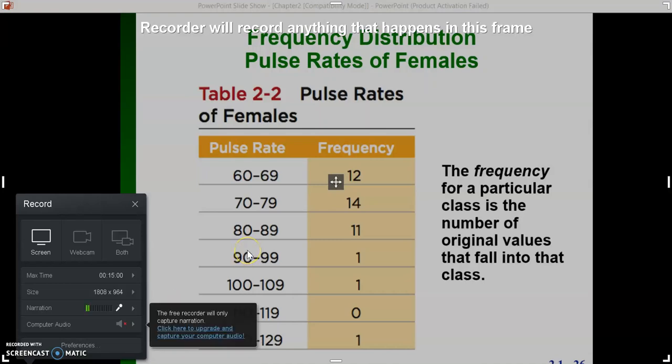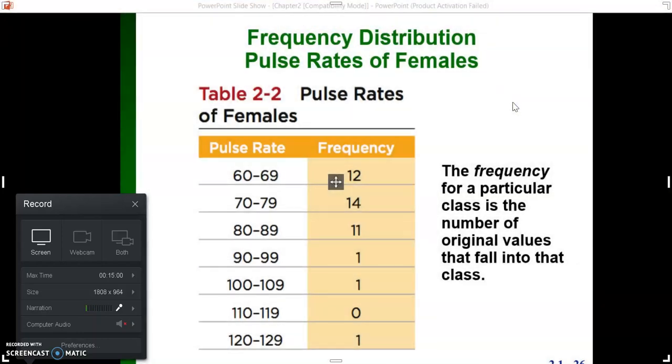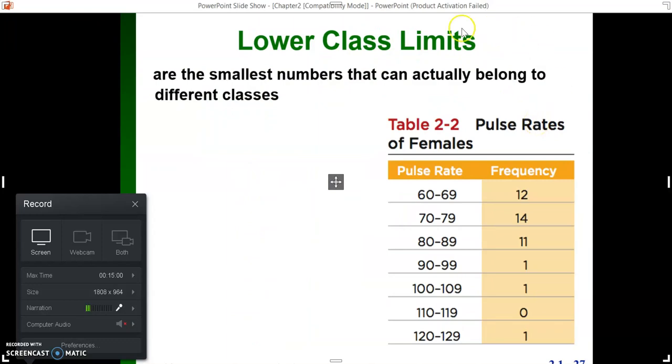Okay, in this video, you are going to learn the important parts of frequency distribution. After you create this distribution, you have to know some of the important parts. The first one is called lower class limits.